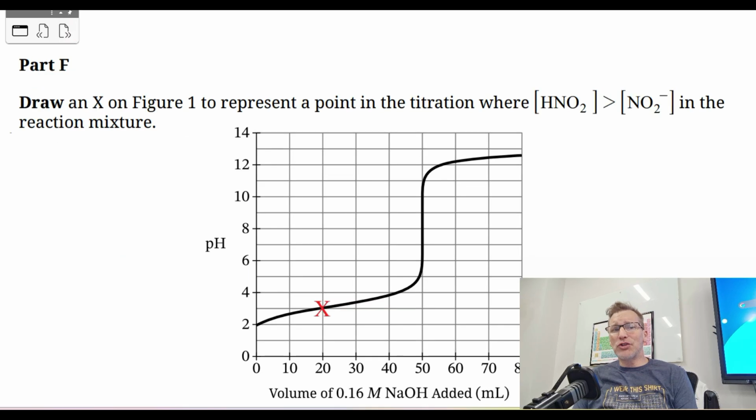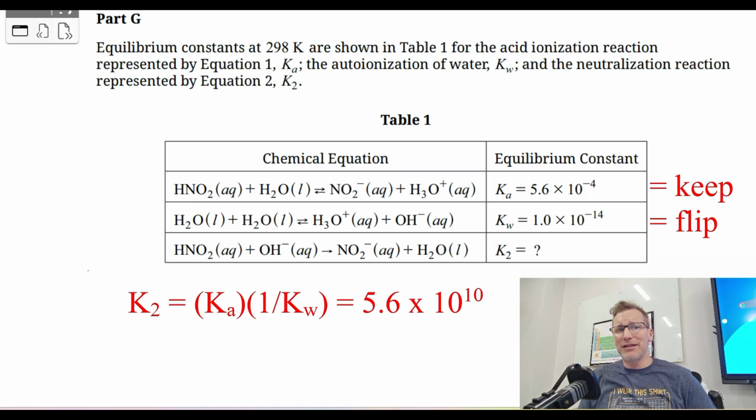Then it asked us to draw an X. This was the only buffer question on the entire free response exam. Where is the buffer a little bit more acidic? You can see the HNO2 is going to be greater in concentration than the conjugate base. So that's going to be before halfway to the equivalence point. So as long as your X was before 25 milliliters, you were good to go. I put it at 20 milliliters. You could put it at 15. You could put it at 10. I put it at 20 just before, and the reviewers are going to be good with anything before halfway to the equivalence point.